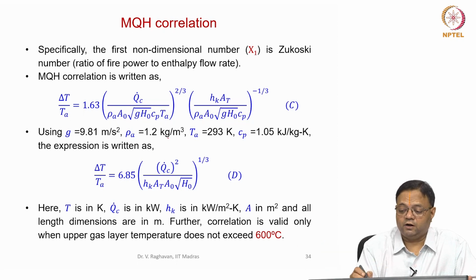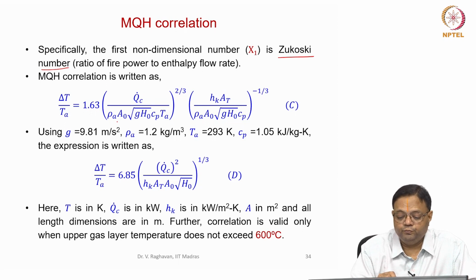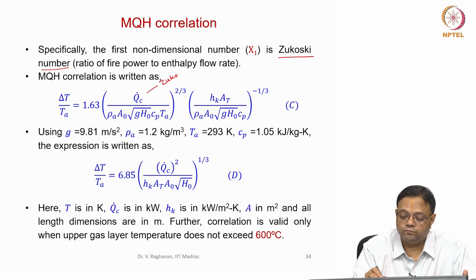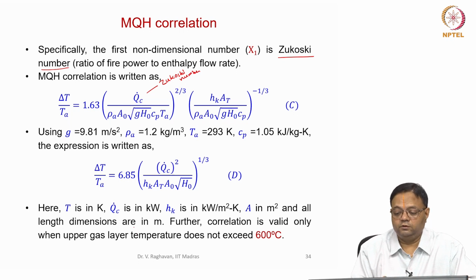Specifically, the first non-dimensional number is the Zukoski number. We have already seen this. Q dot C divided by the enthalpy flow rate, rho A naught, velocity. See, here in the original definition, instead of A naught we had D square. So g h naught was replaced by D. Now instead of that we are using A naught itself, that is H naught into W, and for the velocity, the height actually induces the velocity. So under root g H naught is used here. So this is the Zukoski number. That is known to me.